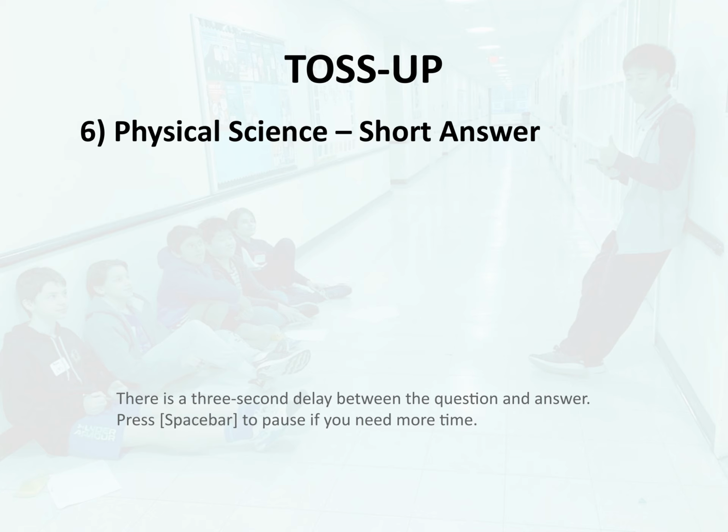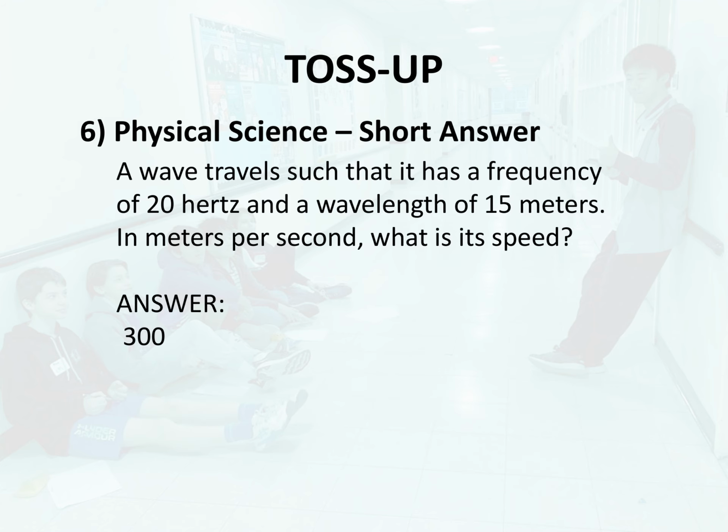Toss-up 6. Physical science, short answer. A wave travels such that it has a frequency of 20 Hz and a wavelength of 15 meters. In meters per second, what is its speed? Answer, 300.